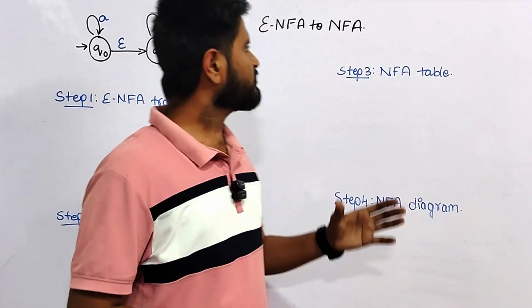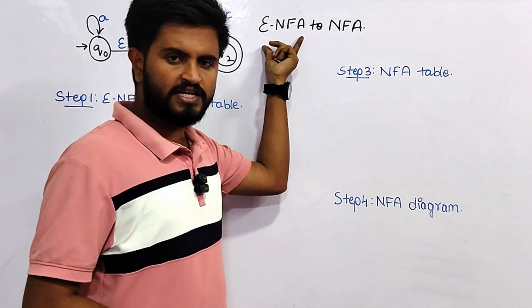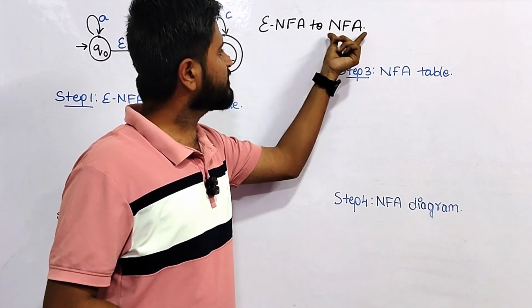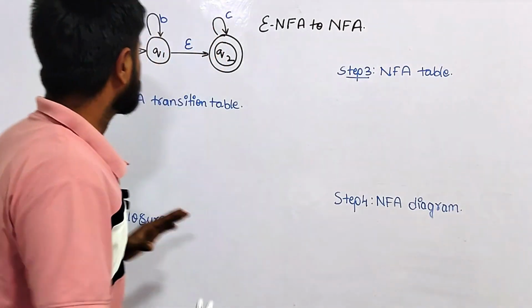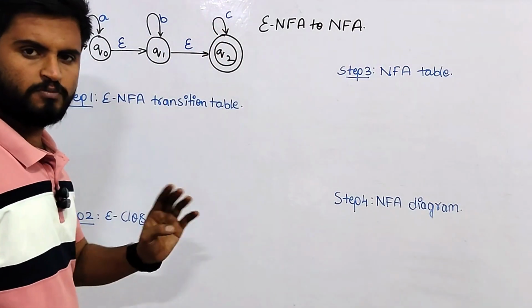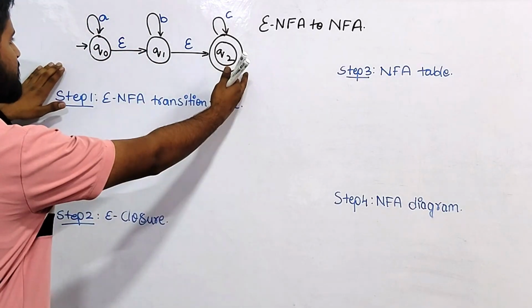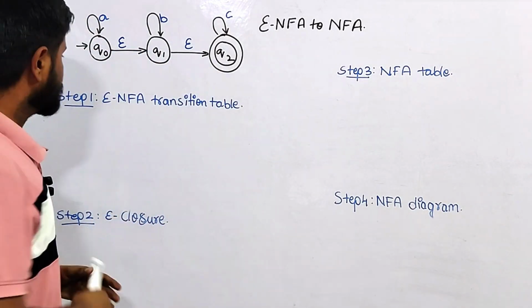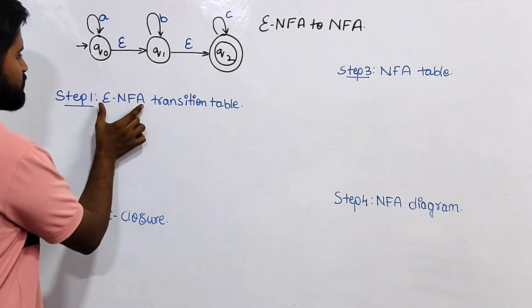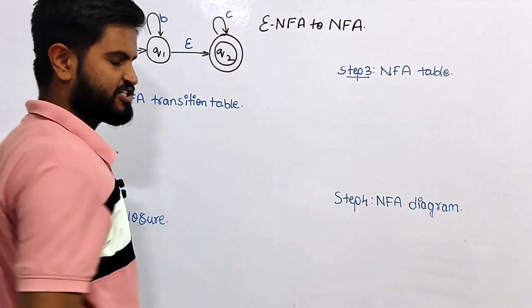So in this video, let's discuss how to convert the given epsilon NFA into NFA. So now they have given the diagram. We will be using the 4 steps to solve the problem. So they have given the epsilon NFA diagram. So the first step is to write the epsilon NFA transition table.